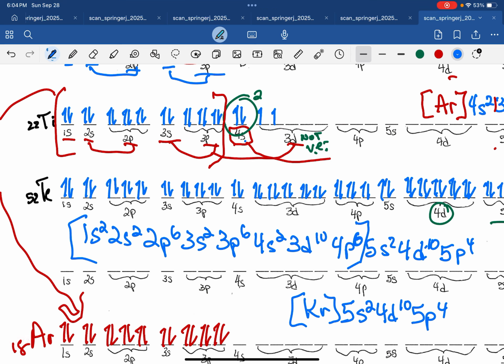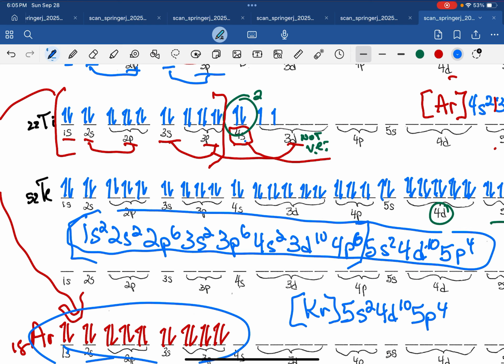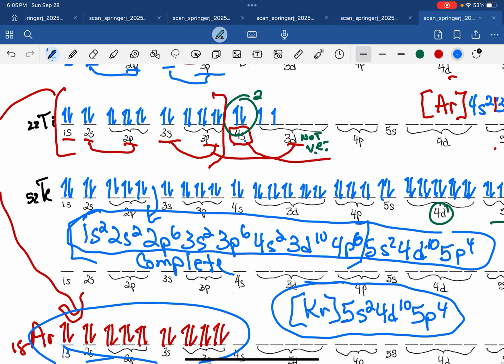For my students, if you need to do this, do that. If you need to do all of this, that's fine too. If you want to do this, that's perfectly acceptable also, unless the directions say write the complete electron configuration. Okay? So hopefully this cleared things up for you a little bit. We'll find out. See you next time.